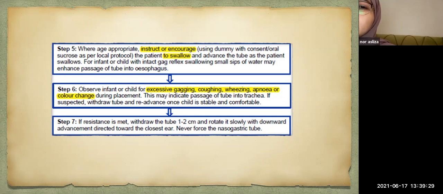Lastly, if resistance is met, withdraw the tube 1 to 2 cm and rotate it slowly with downward advancement directed towards the closest ear. And we should note that we never force the nasogastric tube. Okay, next.